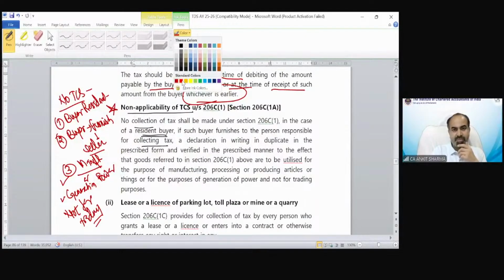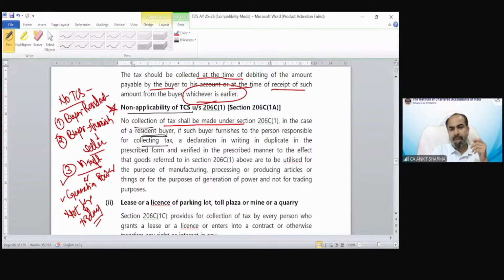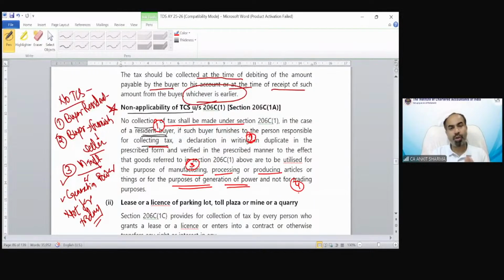You can see that. No collection of tax shall be made in the case of a resident buyer if he furnishes to the person responsible for collecting tax, that means the seller, a declaration in writing, point number 2, verified in the prescribed manner, to the effect that the goods referred to in section 206C(1) above are utilized for the purpose of manufacturing, processing, producing any article or thing, or for the purpose of generation of power and not for trading purpose. So if all these conditions are fulfilled, no TCS would be there.